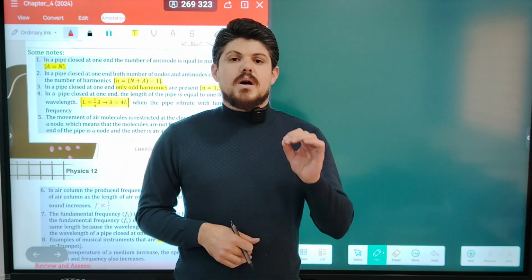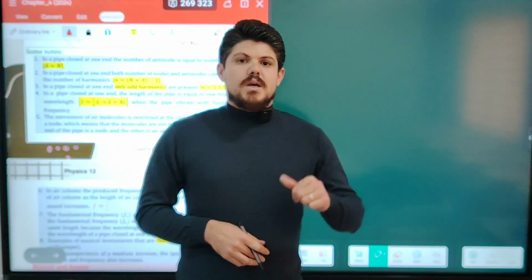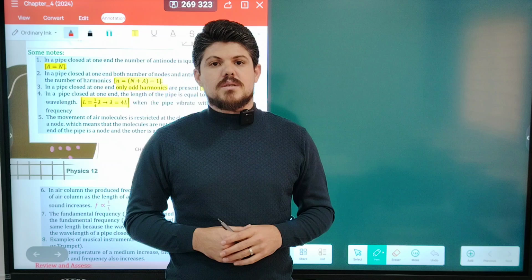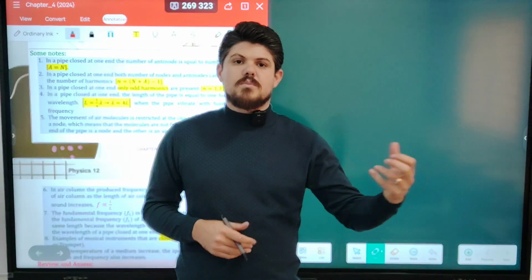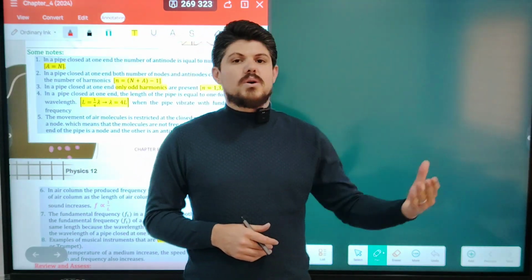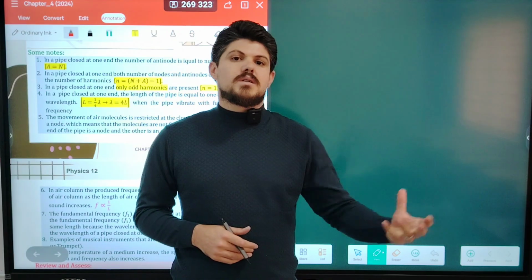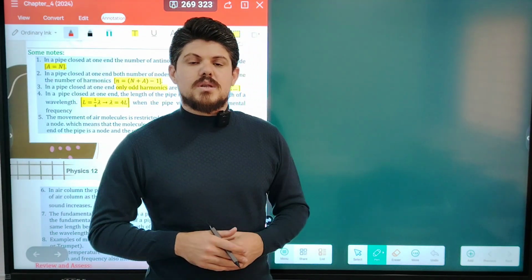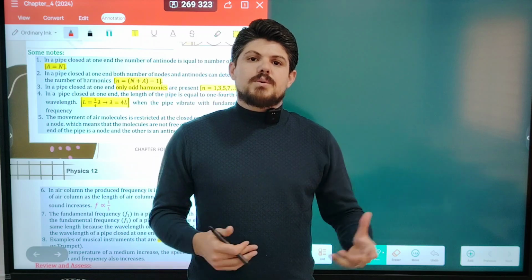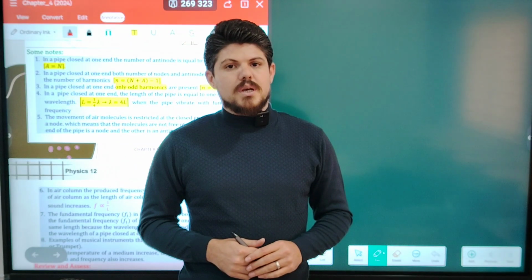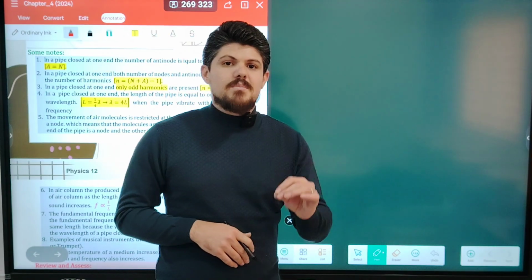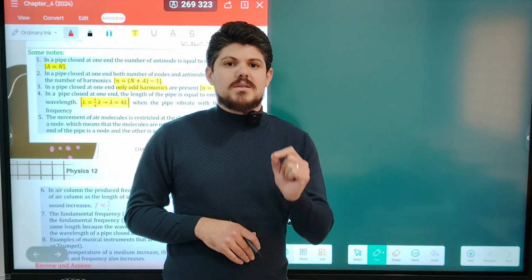For example, if we have 3 nodes, we have 4 antinodes for an open pipe at both ends. In a pipe open at both ends, the number of nodes determines the number of harmonics. Number of nodes is equal to number of harmonics. If we have 3 nodes, this is the third harmonic. In an open pipe at both ends, like a string that we studied, all harmonics are present.